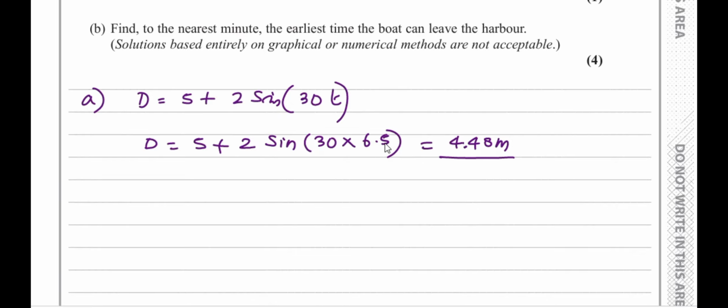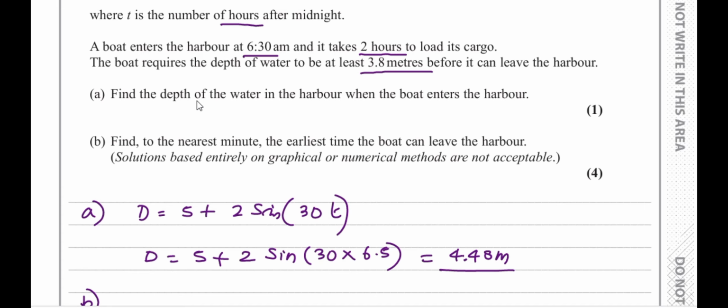I'll tell you a common student error. It's writing 6.3 here instead of 6.5. Because it's number of hours, we should convert 6:30 a.m. into 6.5 hours after midnight. Find the depth of the water in the harbor when the boat enters the harbor. We did that. Find to the nearest minute the earliest time the boat can leave the harbor.